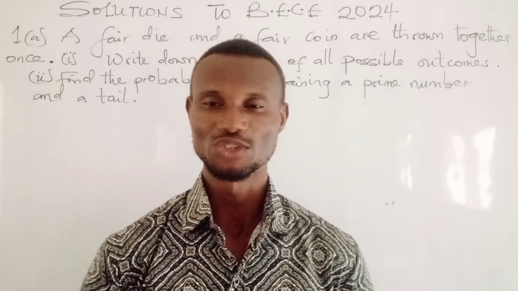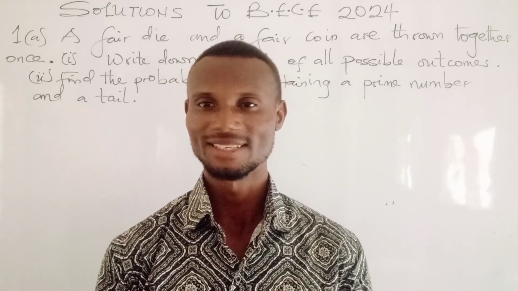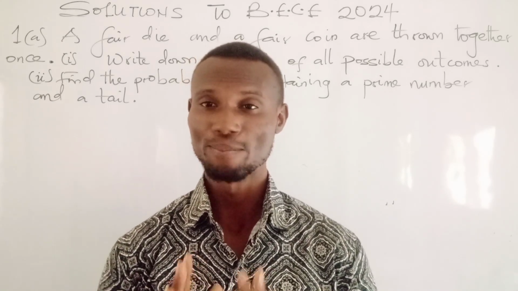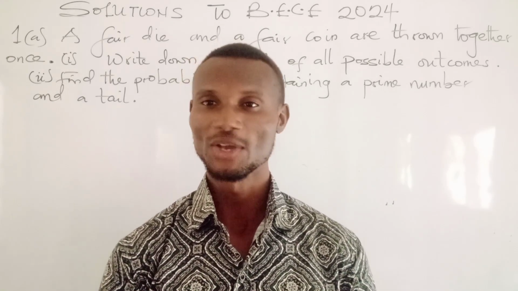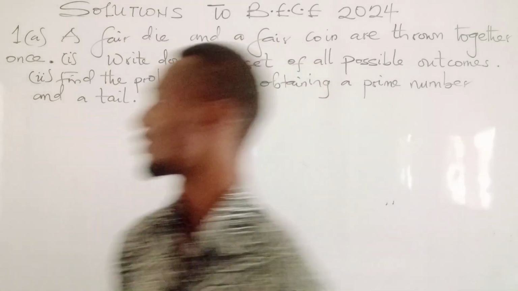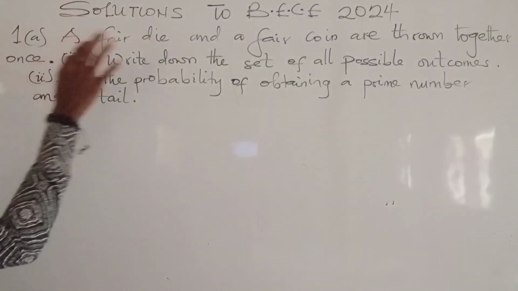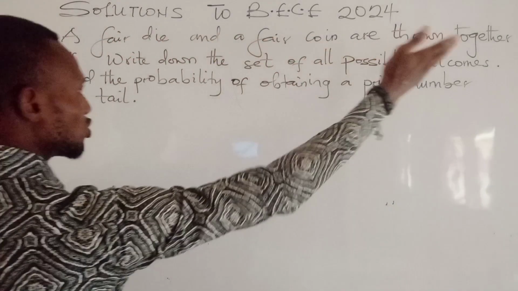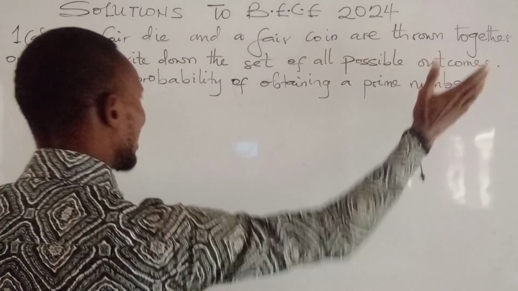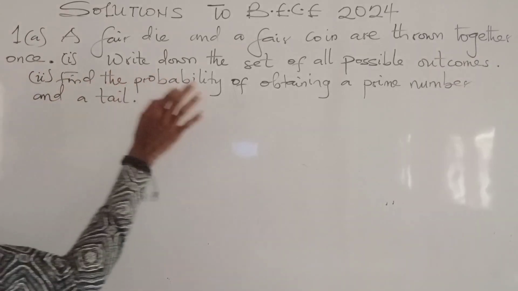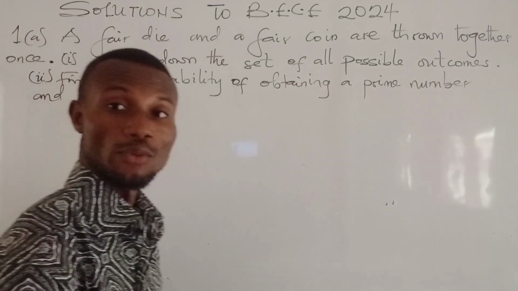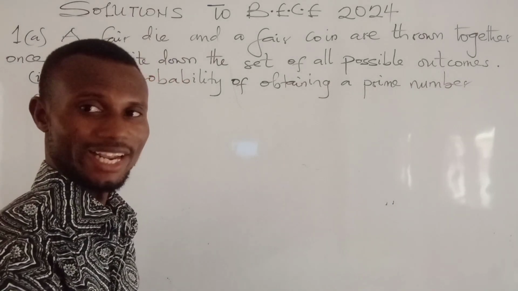So all that you need to do is to follow the explanation that I'm about to give, and you will definitely understand it. Just focus and pay attention to the explanation, and you are going to get a perfect understanding of it. So let's go ahead and read the question together. The question says that a fair die and a fair coin are thrown together once. I write down a set of all possible outcomes. I find the probability of obtaining a prime number and a tail. I'm going to read it one more time, then we can proceed and solve it.